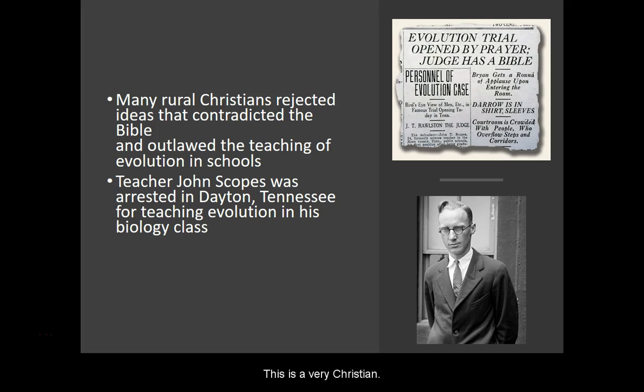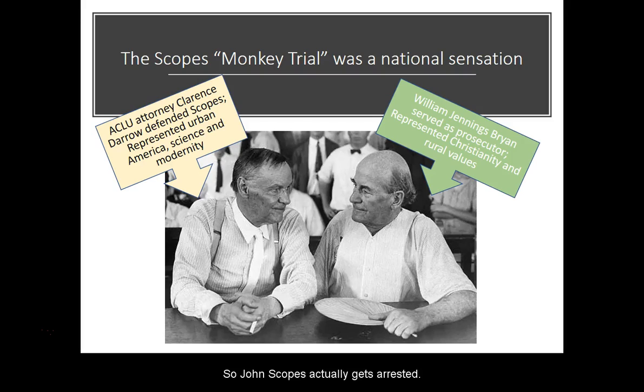This is a very Christian, very fundamentalist area that believes in a strict interpretation of the Bible. And the theory of evolution goes against that. And so John Scopes actually gets arrested and put on trial. And it becomes the Scopes Monkey Trial. And it was this national sensation that everybody wanted to go out and see. There were spectators coming from hundreds to thousands of miles away just to see this trial.